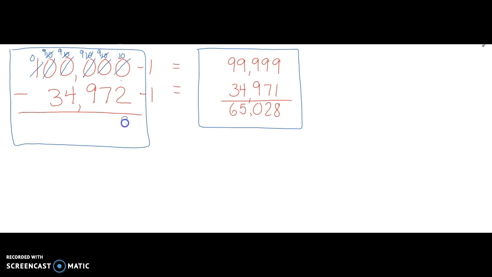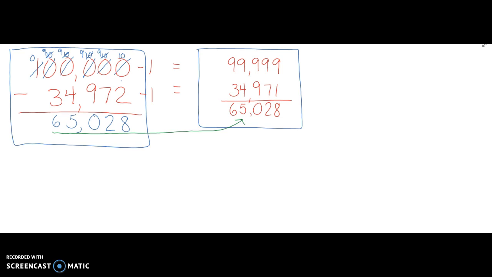So here I go. 10 minus 2 is 8. 9 minus 7 is 2. 9 minus 9 is 0. 9 minus 4 is 5. And 9 minus 3 is 6. And then 0 minus nothing is 0. Look here. 65,028 is the same as 65,028. So it is the same.